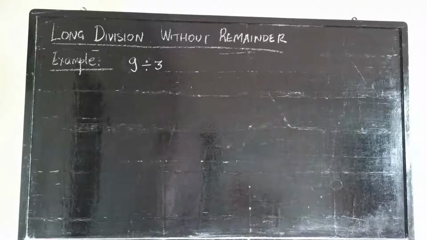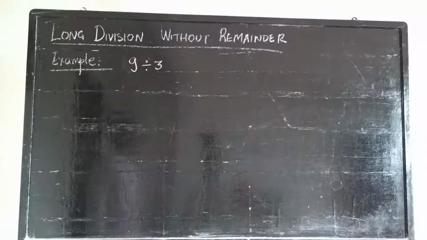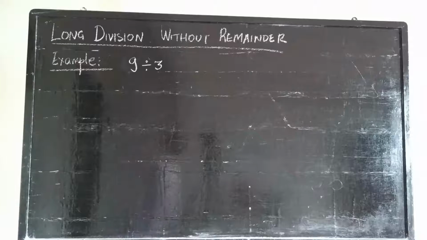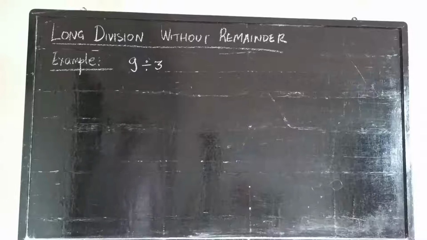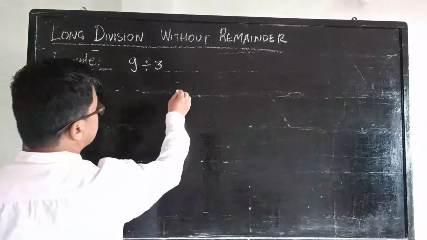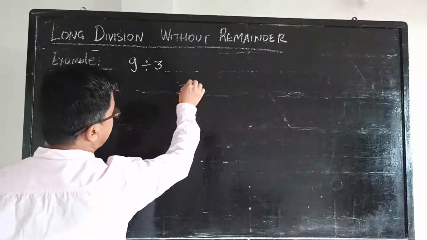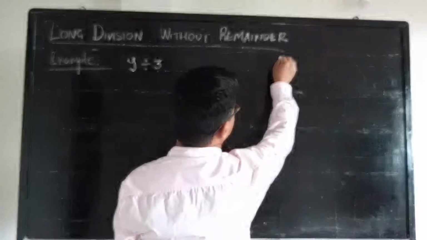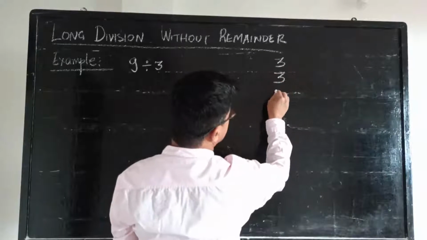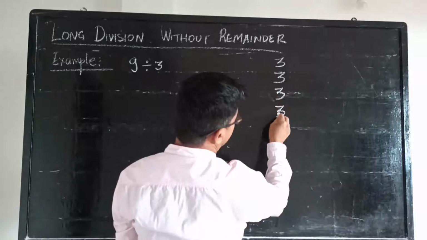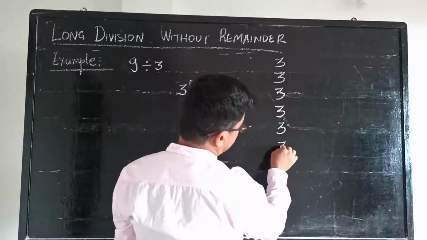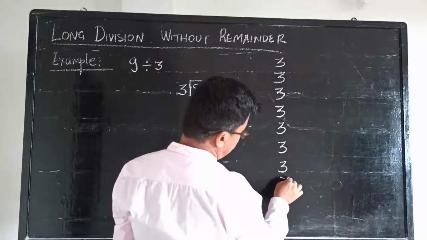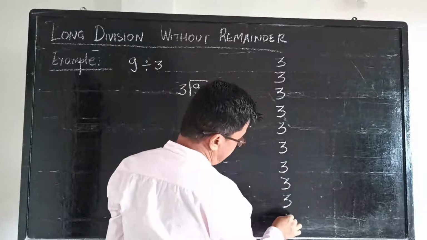Now we will take another example. 9 divided by 3. Now we will write the division here. 3 is the divisor and 9 is the dividend, like this. Now we will write the tables of 3 here. 1, 2, 3, 4, 5, 6, 7, 8, 9, 10.